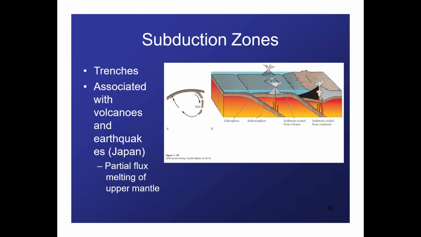This causes a phenomenon called flux melting. And flux melting is where water is driven off of this subducted slab and pushed into the overlying mantle. And the water is a flux. It lowers the melting temperature. So basically you take something that has a really high melting temperature and all of a sudden lower it, but the temperature has stayed the same, so it melts. And then when it melts, it becomes more buoyant and starts to move upwards to form volcanoes. And so that phenomenon of flux melting happens at these subduction zones.